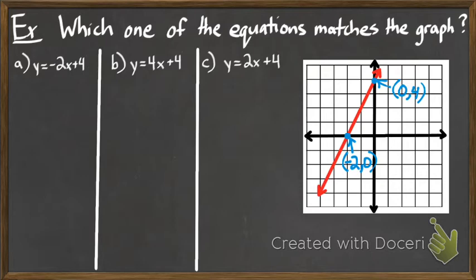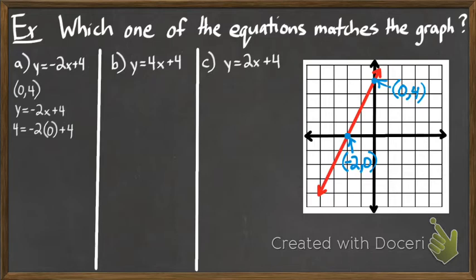So let's start with our first equation. So we're going to use our y-intercept first, and we're going to plug it into our equation y equals negative 2x plus 4. And we want to see if the left side equals the right side. So wherever you see an x, you're going to plug in a 0, and wherever you see a y, you're going to plug in a 4. Okay, so rewrite your equation. Now plug in your x and y values. So we now have 4 equals negative 2 times 0 plus 4.